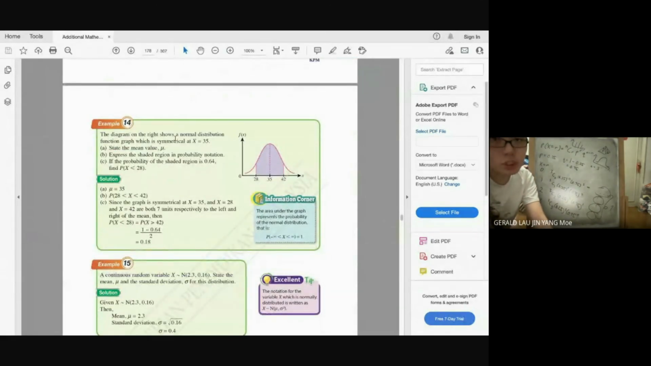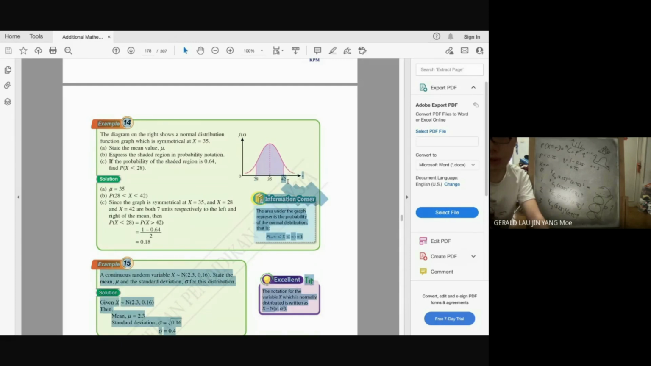Now you look at some examples. The diagram on the right shows a normal distribution which is symmetrical at x equals 35. What is the mean value? Mu. So it's the middle, the 35. That is the mean. Express the shaded region in probability notation. So that means the probability is between 28 and 42. This is x between 28 and 42. The probability of the shaded region is 0.64.